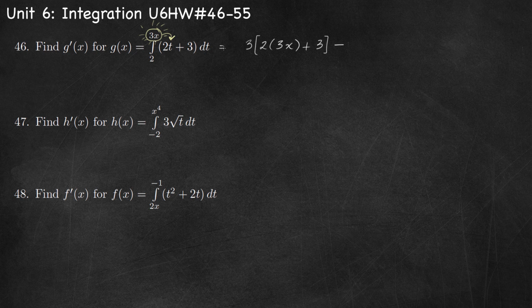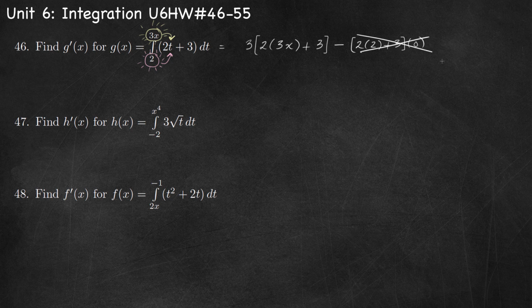Minus, and now I'm going to substitute in my lower limit of integration in for t, and then multiply by the derivative of that lower limit. But the derivative of 2 is 0. So I don't really need to show the work here because that second term is just going to end up being 0. But if I did want to show the work, it would be 2 times 2 plus 3, and then all of that gets multiplied by the derivative of 2, which is 0.